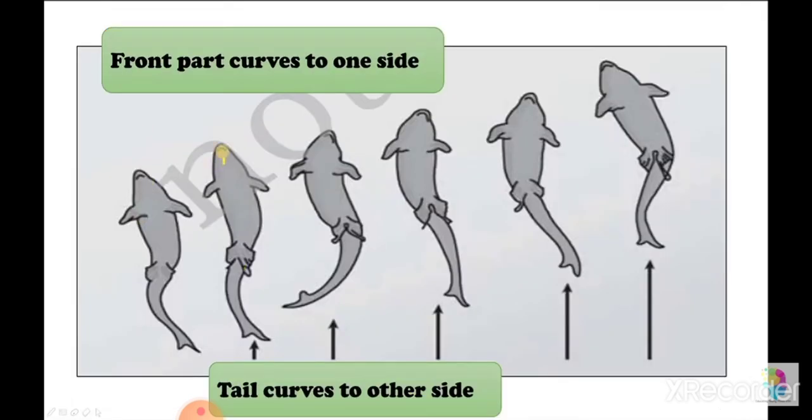As you can see, first the front part of the fish curves to one side and the tail curves to the other side in this direction, right? Now, quickly this part will curve now to this direction and this part will curve now to this direction, and this creates a jerk, and with the help of these series of jerks, the fish moves forward. The fish can swim. Okay? See how fishes are swimming by curving front part in one direction and the tail part in the other direction.